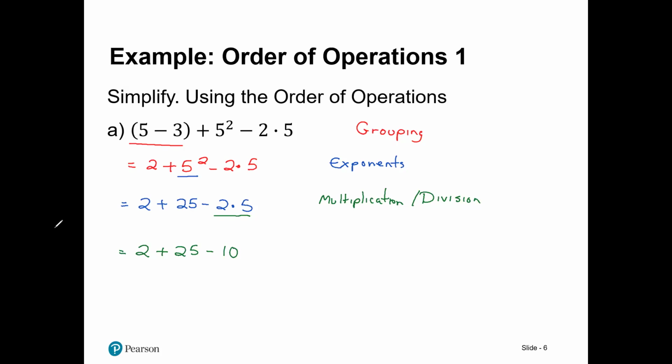Trying to find a color I haven't used here yet. Let's use this red. For our last step here is going to be addition and subtraction, whichever comes first, going left to right. In this case, the first one going left to right is going to be the 2 plus 25. So that's going to be 27 minus 10. Then we only have one more left, the 27 minus 10. That will leave us with 17, which is our final answer.